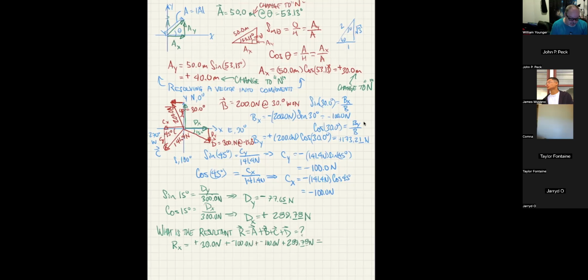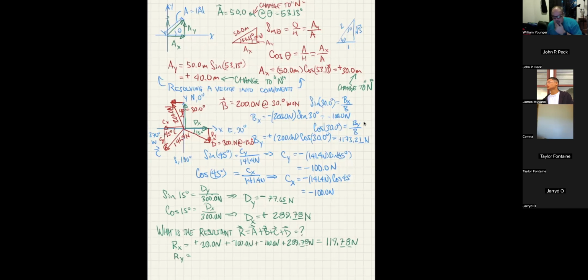So I'm going to add all these up. I'll do 30 minus 100 minus 100 plus 289.78. And I get 119.78. Now we knew they were uncharacteristic, so those aren't really sig figs, but that's the x component of our resultant vector. Notice how I used R. That's a typical thing for the sum of any number of vectors, we call it R. Now I do R sub y the same way.